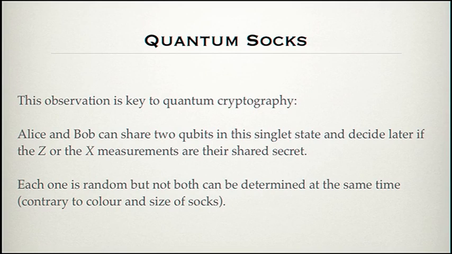And then, later on, they decide randomly if they want to do the X measurement on each, I mean, everybody does the X measurement on their copy of the qubit, or they both do the Z measurement on the qubit. And I just argued that they will get the same result. The result will be random, but they get the same thing. And then they can use this as the color of the socks to run their classical crypto protocol on this. The result of this measurement is their shared key.